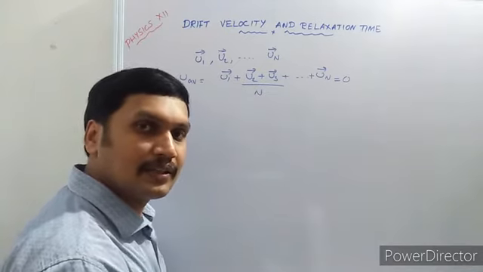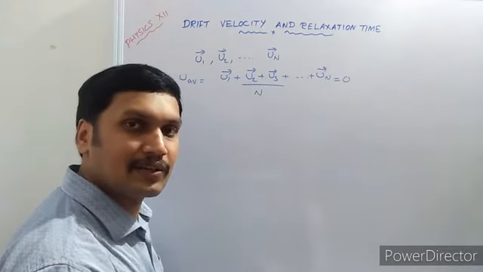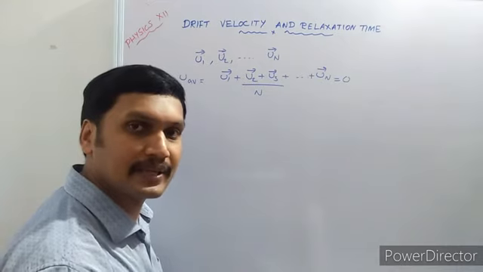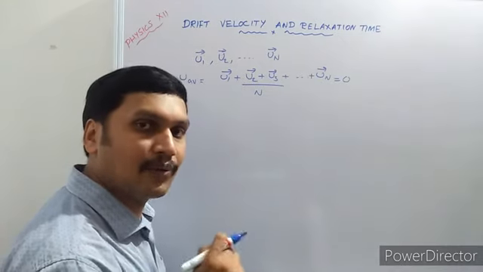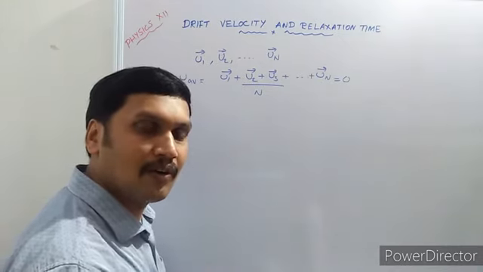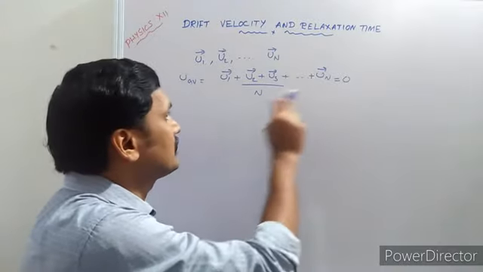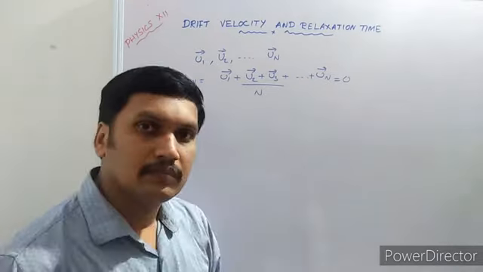Even though the individual velocity of an electron is very high, in the order of 10 raised to 5 meter per second, the average thermal velocity of all the electrons will be equal to 0. That is, u average is equal to 0.